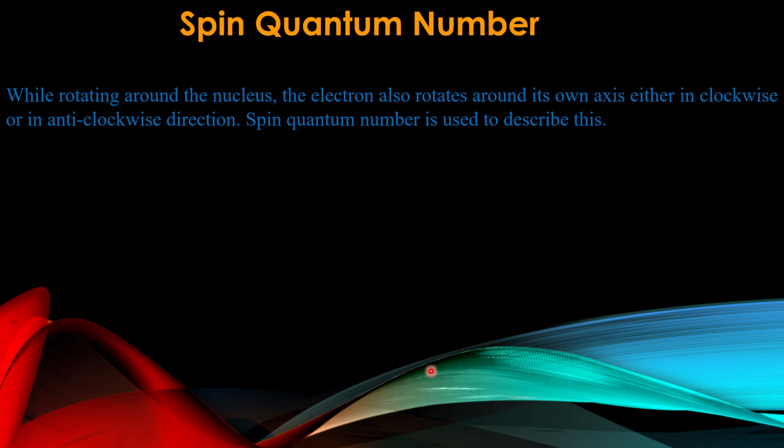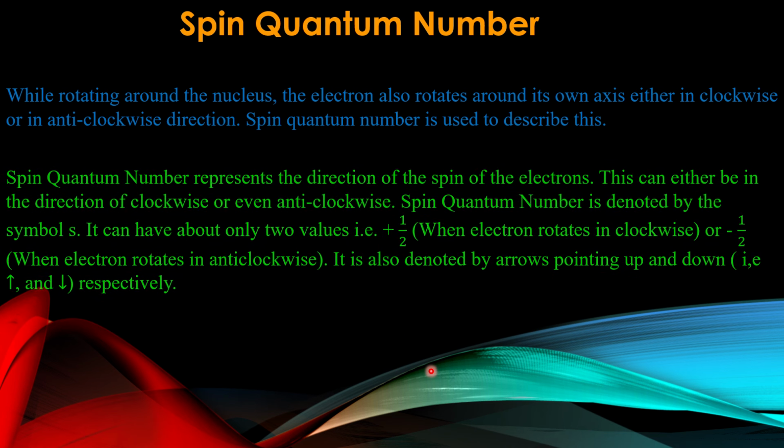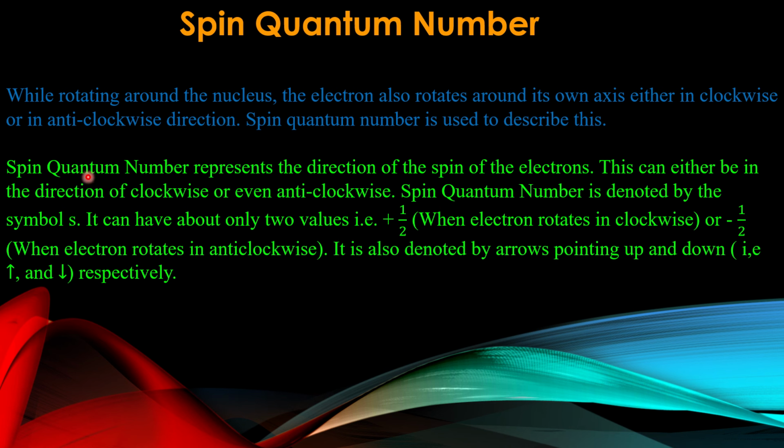So, spin quantum number has only 2 values. One is +1/2 and another is -1/2. Look, spin quantum number represents the direction of the spin of the electrons. This can either be clockwise or anti-clockwise. Spin quantum number is denoted by the symbol s. It can have only 2 values: +1/2 when the electron rotates clockwise or -1/2 when the electron rotates anti-clockwise.